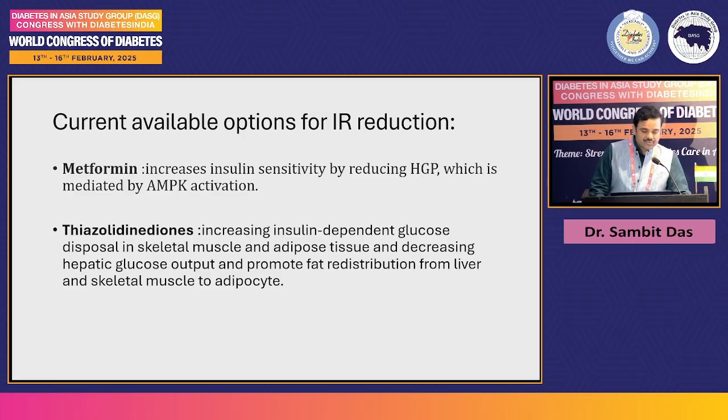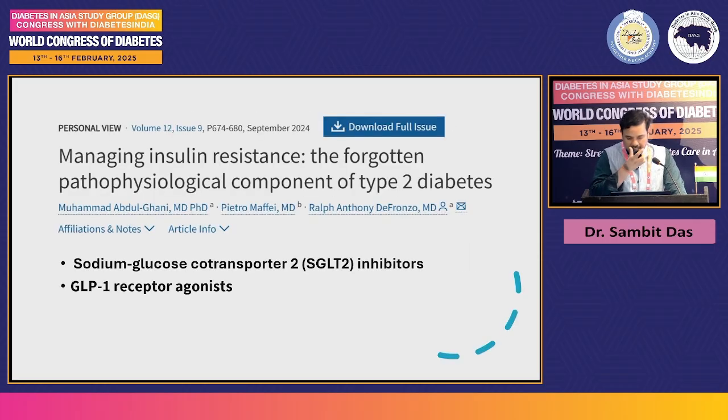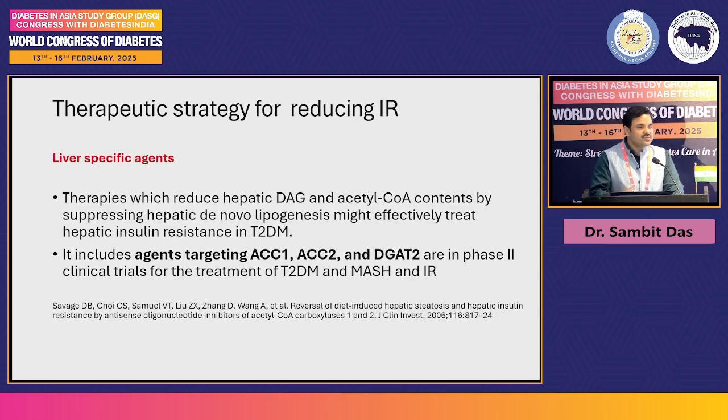So currently available options for insulin resistance reduction are metformin, mostly reducing the hepatic glucose output by the AMP kinase pathway. Thiazolidinediones, as has been discussed just before me, increase the insulin dependent glucose disposal in skeletal muscle and adipose tissue, decrease the hepatic glucose output and promote fat redistribution mostly. GLP-1 and SGLT2 inhibitors reduce insulin resistance, but with no direct reduction in the insulin resistance, maybe indirectly through loss of weight. Therapeutic strategies which are in the pipeline.